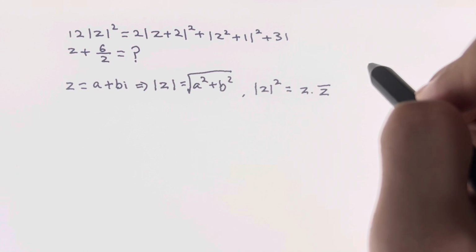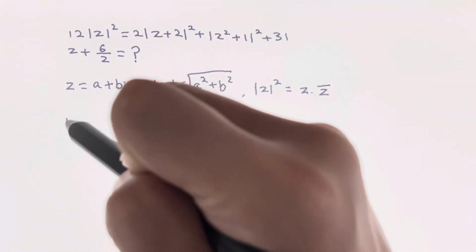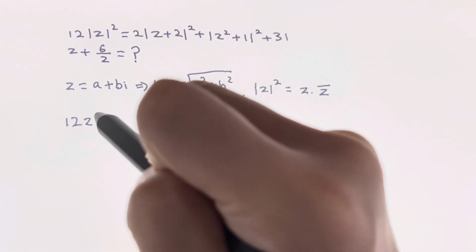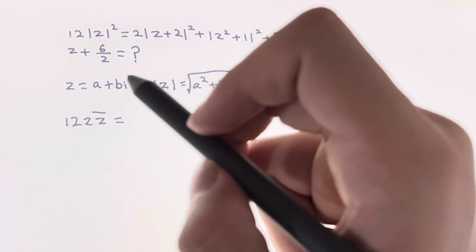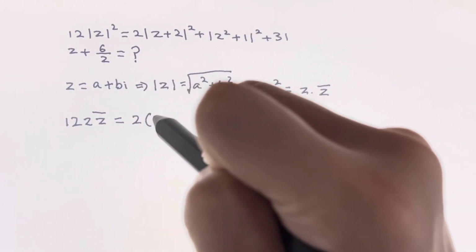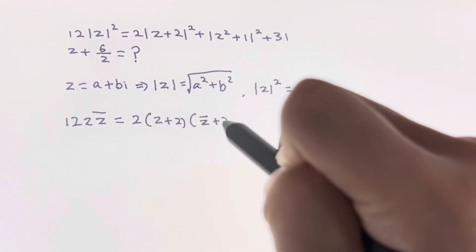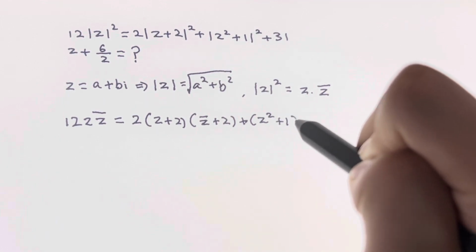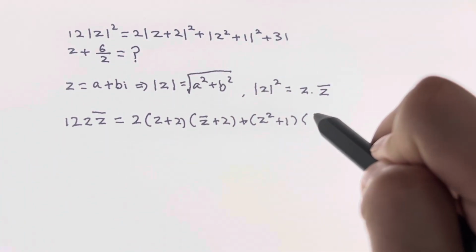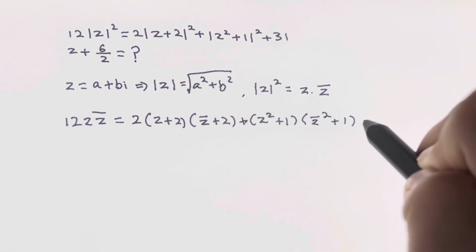So with this in mind, the equation can be rewritten as 12 times z times the conjugate of z equals 2 times z plus 2 times the conjugate of z plus 2, plus z squared plus 1 times the conjugate of z squared plus 1, plus 31.